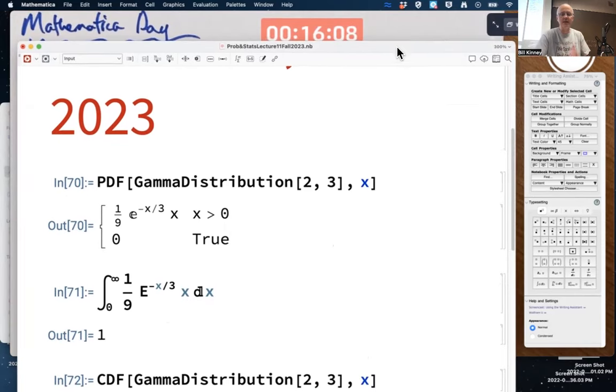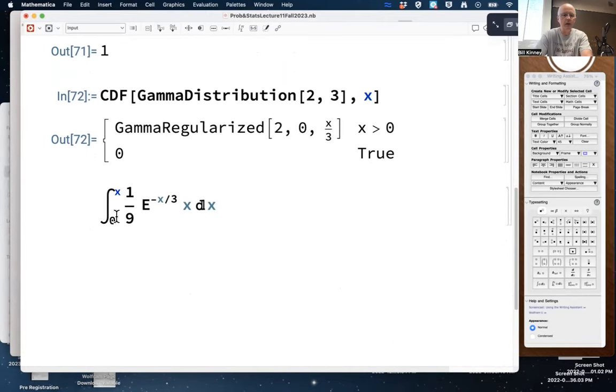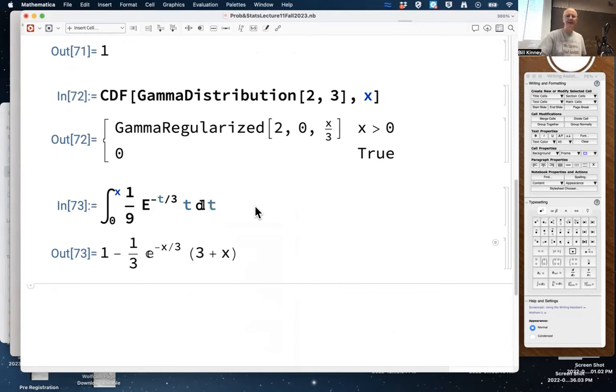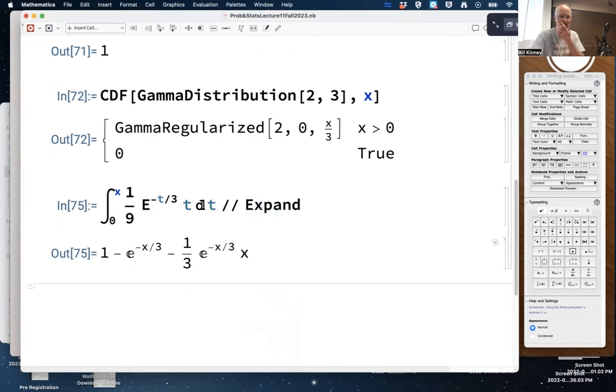In our case, since our random variable is only positive, our PDF is only positive when x is positive, we could start the integral at 0. I change this to a t here and here. Couldn't Mathematica do this integral and not get gamma regularized? It actually can. Evidently, gamma regularized equals this thing, at least when x is positive, though that's not obvious at all. You might want to simplify this. I could do that, simplify or something, or maybe expand. Expand works better here. To expand it out.